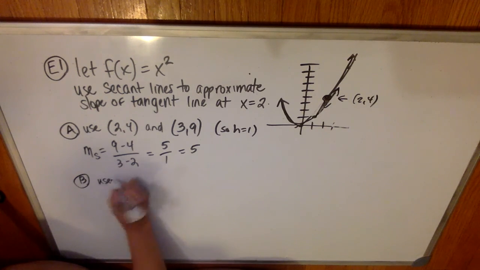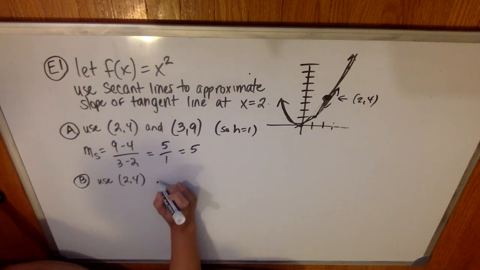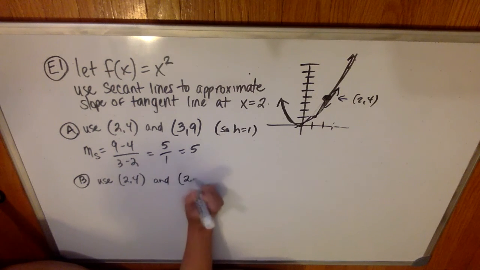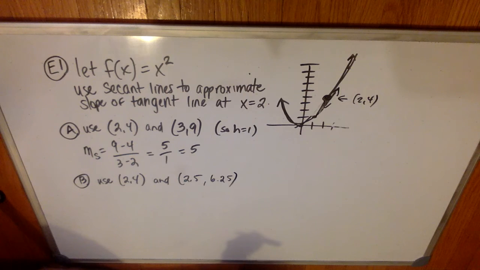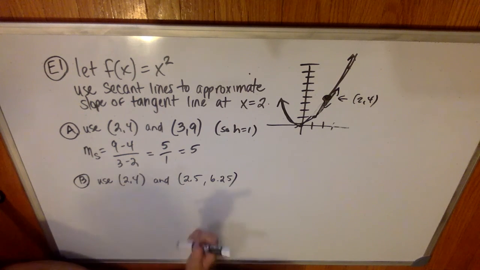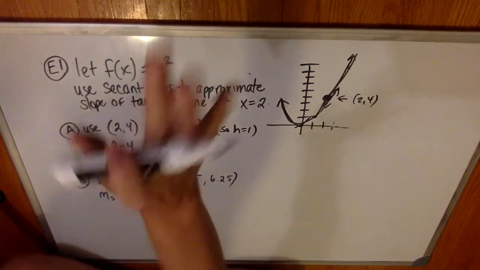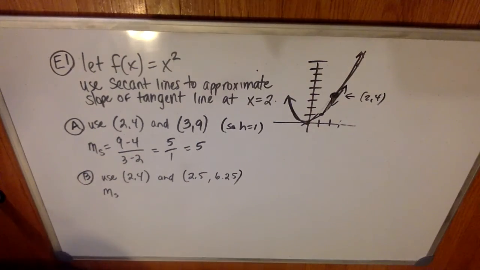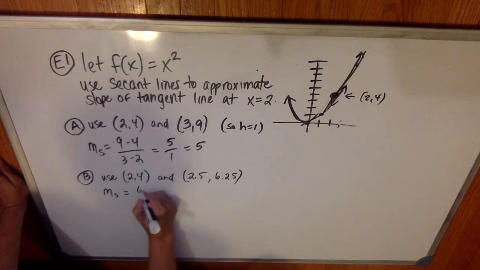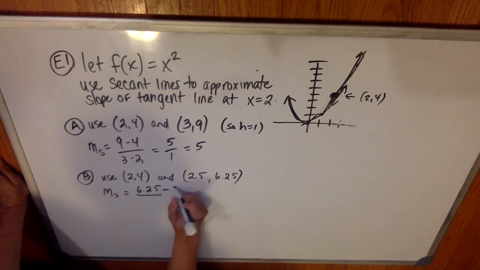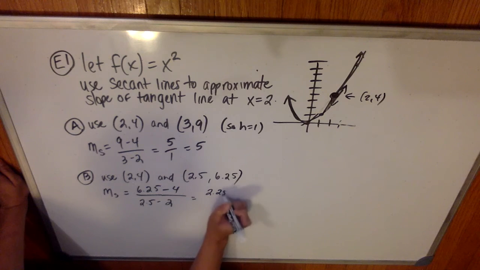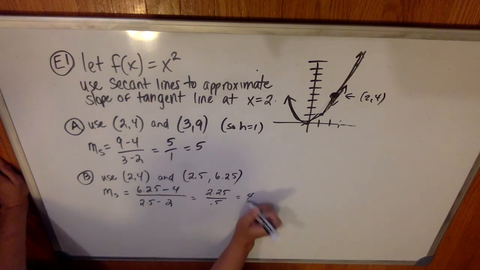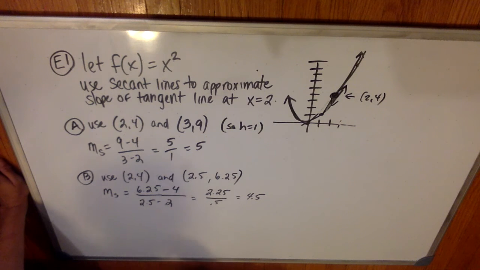So now, instead of using 2, 4, and 3, 9, I'm going to use 2, 4, and I'll use 2.5, comma 6.25, right? Because that's what 2.5 squared should be, I believe. Yes. Okay. So now my secant slope, which should be a slightly more accurate representation, should be y minus the y value over x minus the x value, right? So I get 2.25 divided by 0.5, which should be 4.5. Okay, it's a slightly more accurate slope. And as I get closer and closer, I should get more and more accurate slopes, right?